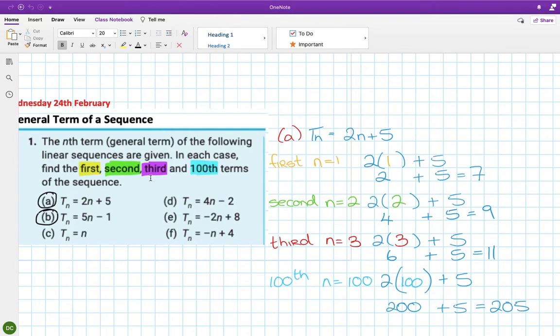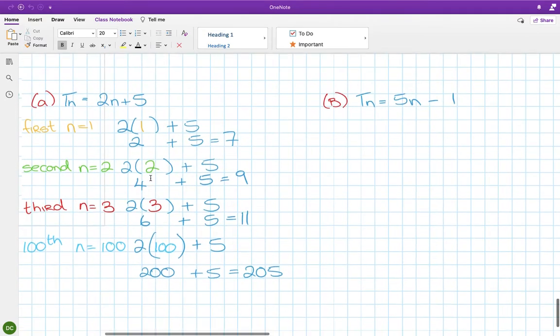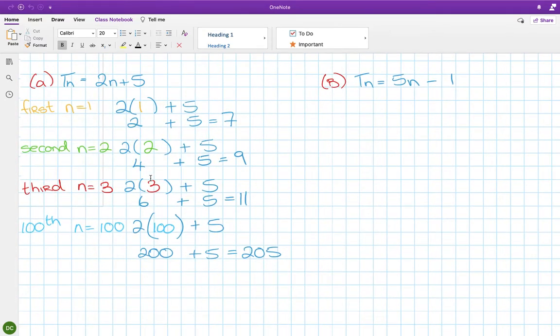The general term for B is 5n minus 1. Okay, so same 4 terms that they're looking for. So the first term is when n equals 1. So we take the formula and we're going to change the n into a 1. So 5 bracket 1 means 5 multiplied by 1, which is 5 minus 1, and 5 minus 1 is 4.